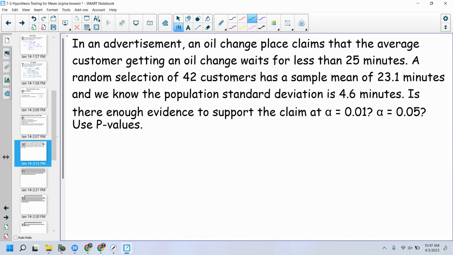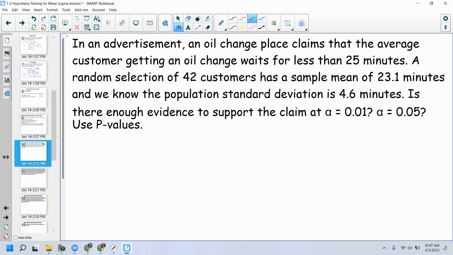Is there enough evidence to support the claim at the alpha 0.01 level and then the alpha 0.05 level? And we're going to use p-values for this. Honestly, I should have asked those in the opposite direction. I should have asked first about the 0.05 level, because if we fail to reject it at the 0.05 level, we're going to fail to reject it at the 0.01 level, because the 0.01 level is a stronger statement than the 0.05 level.